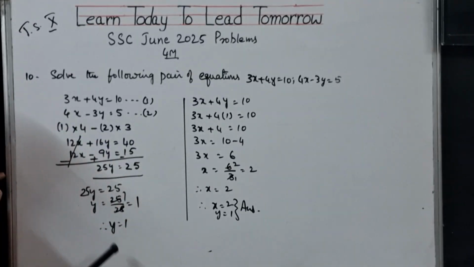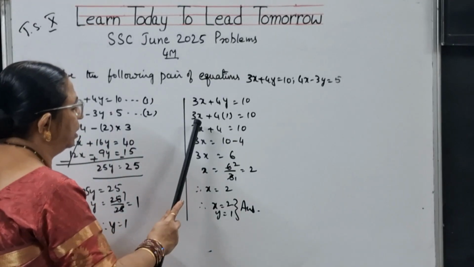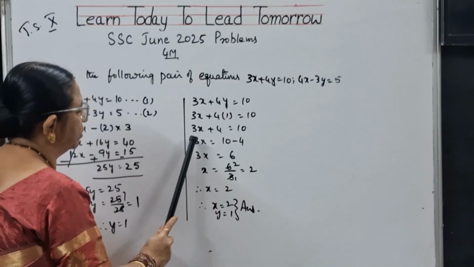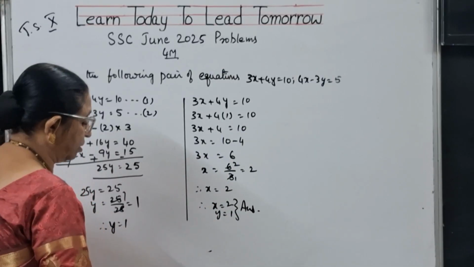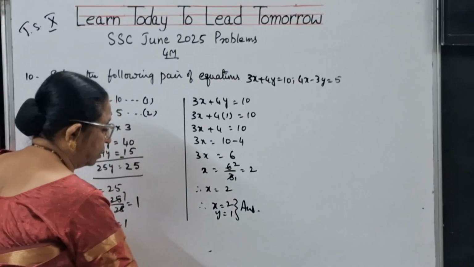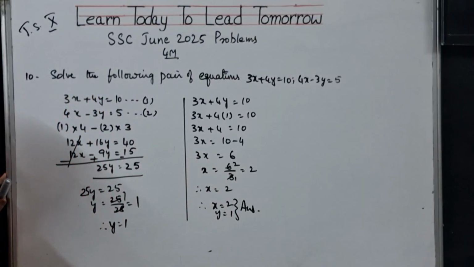Similarly, I am substituting this value of y here. 3x plus 4y is equal to 10. 3x plus 4 is 10. 3x is 6. So x is equal to 2. So this is the solution, children. x value 2, y value 1. Please note it down.